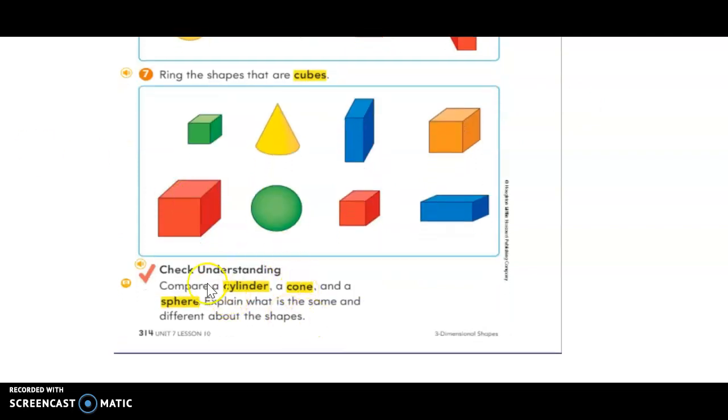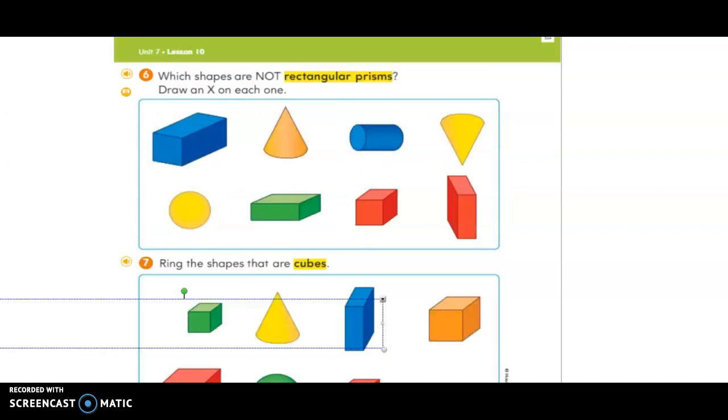And then down here, compare a cylinder, a cone, and a sphere. Explain what is the same and different about the shapes. So the cylinder, that's this guy right here. Talk about that, the cone, and the sphere. So how are they the same and how are they different?